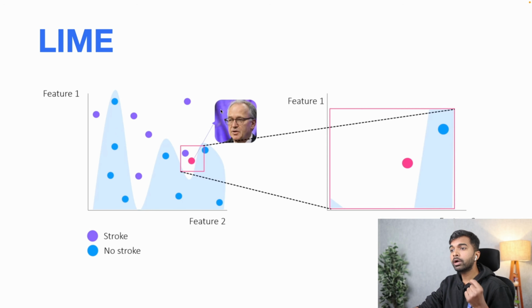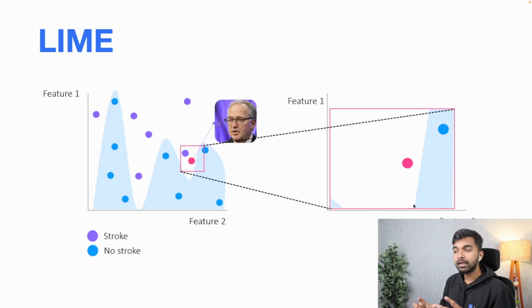Now, let's say you want to explain why the model predicts for a particular point that this person is going to have a stroke. Okay. For a particular customer, why it's predicting that it's going to have a stroke. So what you can do is you can just take a snapshot of just this area of a bunch of inputs around this particular data point. And in this area, you can see that the model has a linear decision boundary. And then you can fit a linear model over here.